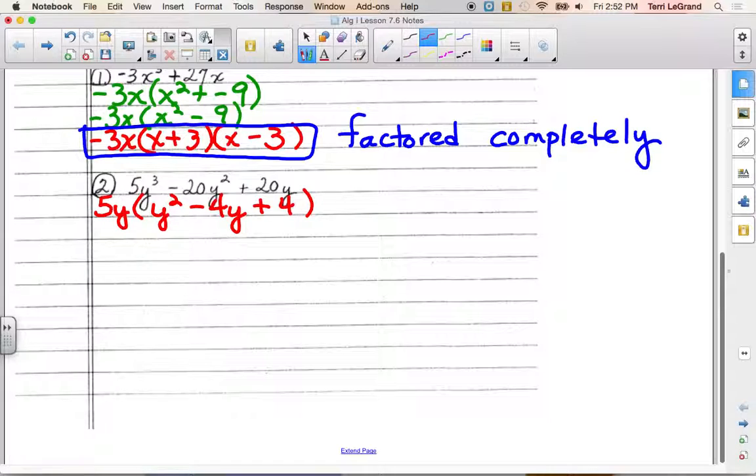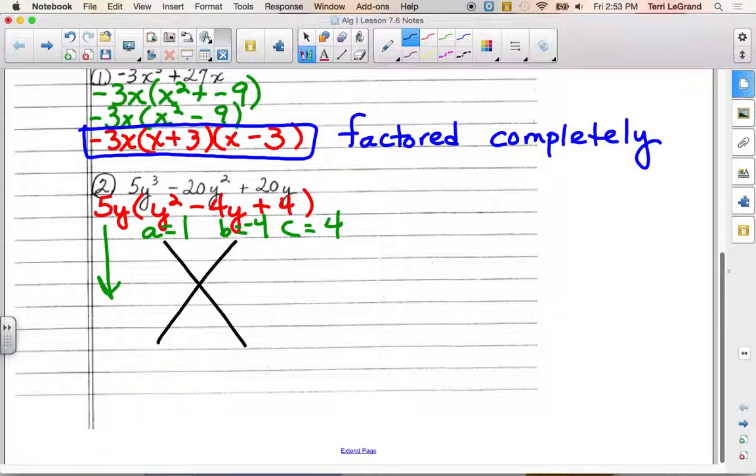Good try. Here's what we're going to do: we're going to go like this so we don't forget about that 5y out front. It's part of the answer at the end. And then we say, A equals, B equals, C equals. What's our A? 1. B, negative 4, and C, 4.